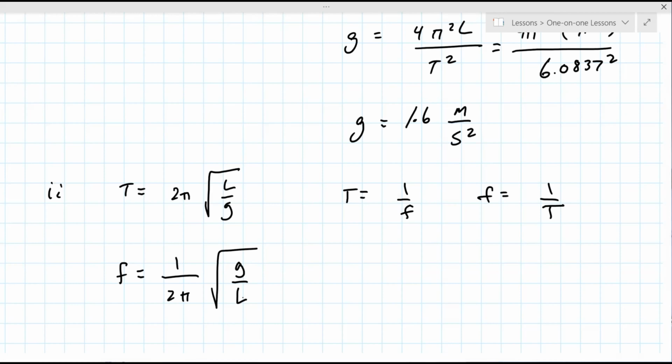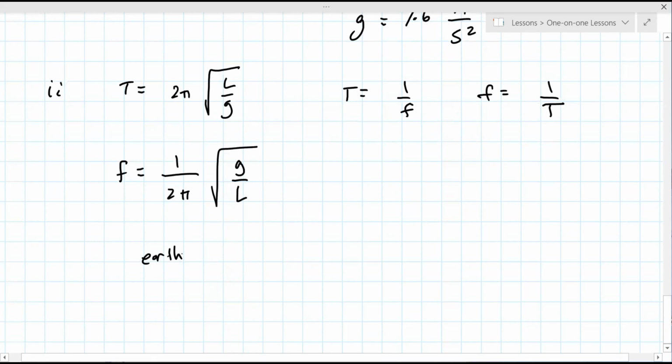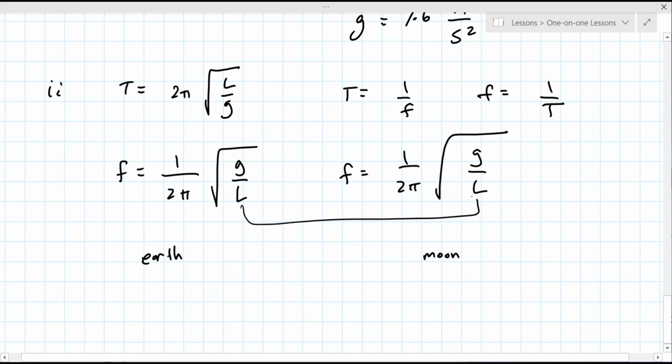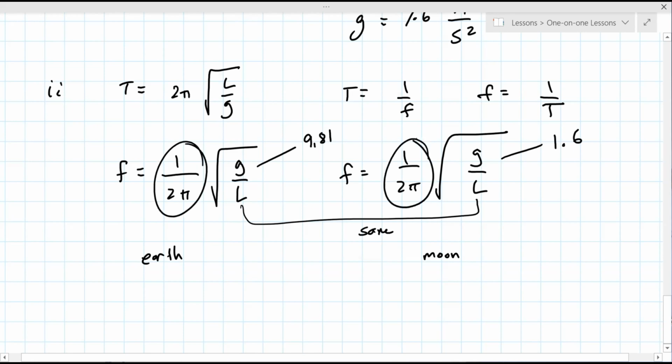So what is the same? We've got Earth, and then we've got this moon over here. What's the same and what's different about them? Is the length of the pendulum changing? No, you're bringing it back, so that's the same. But this G is different. What is G on Earth? G on Earth is 9.8, right? Yep, and G on the moon is 1.6. Okay, so this is the same, L is the same. The only thing that's different is this.